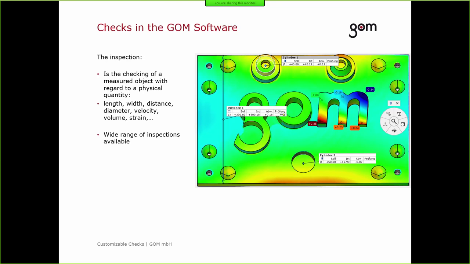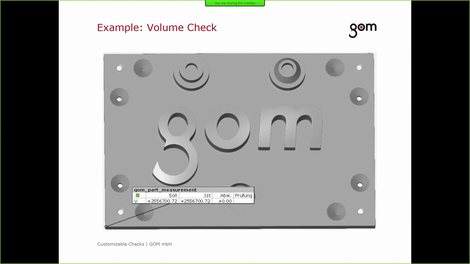So first of all, what is such an inspection? It is the checking of a measured object regarding a physical quantity. As already mentioned, we can check a distance for its length or a cylinder regarding its diameter, and you also have some other checks here. I want to concentrate in the next few slides on the volume. Regarding the volume, this is already implemented, we can later on calculate the mass of this object through it.